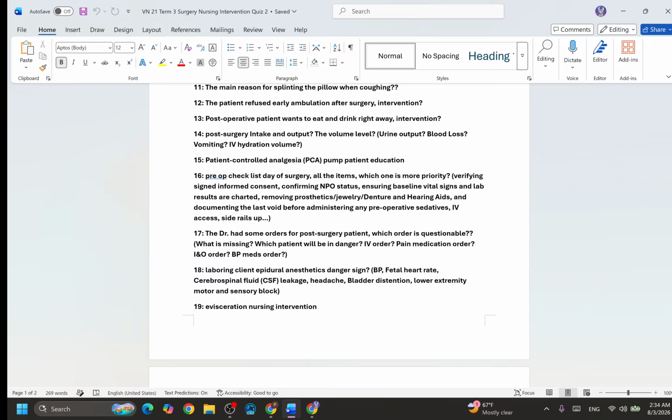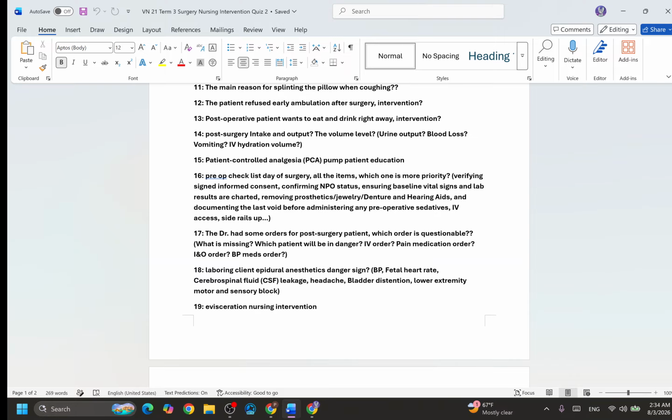18. This patient is having a baby, laboring. She has epidural anesthesia, so she can have anesthesia and not have pain to deliver the baby. But here is a problem. After we give epidural anesthesia, there are some danger signs. Which one do you feel is a danger? Is BP high or BP low a danger? And the fetal heart rate increasing and decreasing, is this a danger?